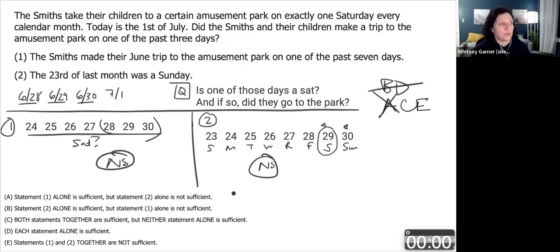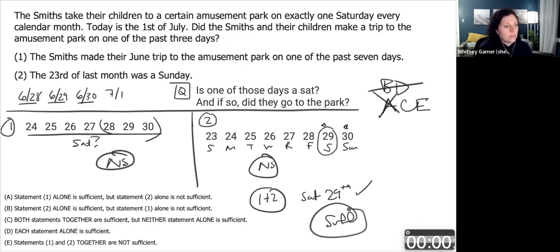However, when I do put those two things together, I know that Saturday is the 29th. That's the only Saturday in the last 7 days. And so 1 plus 2 gives me that Saturday the 29th was the day they went. So that is sufficient. The correct answer is C.